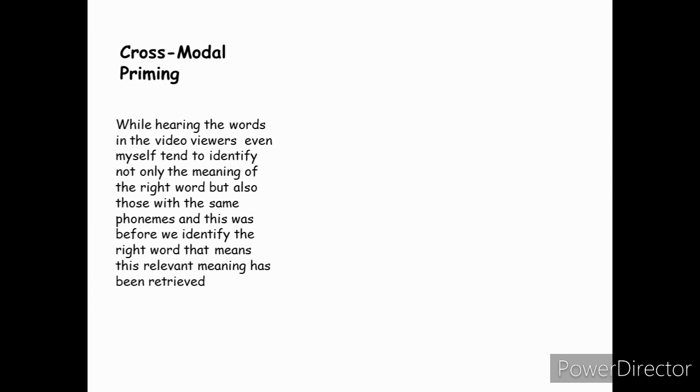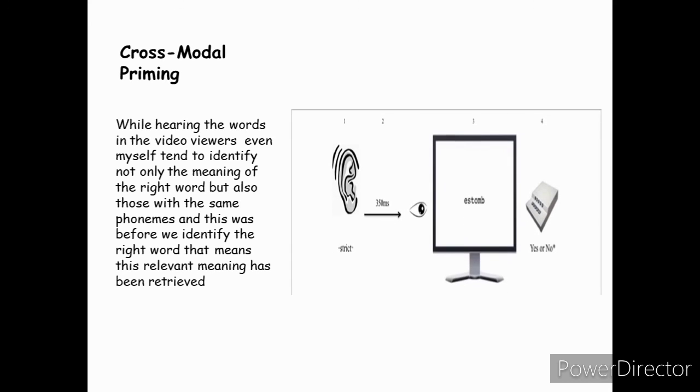Cross-modal priming. Cross-modal priming is present while hearing the words in the video. Viewers, even myself, tend to identify not only the meaning of the right word but also those with the same phonemes. And this was before we identified the right word, which means this relevant meaning has been retrieved.